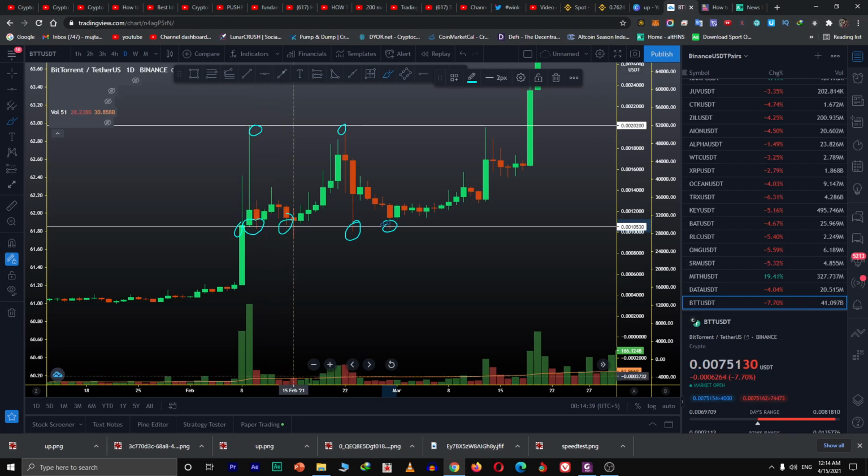If there could have been more red volume, bearish volume, the price could have gone down. But here, due to the low volume, there isn't much selling going on.